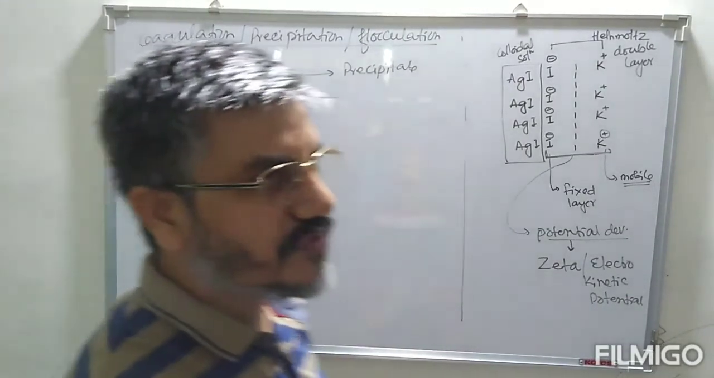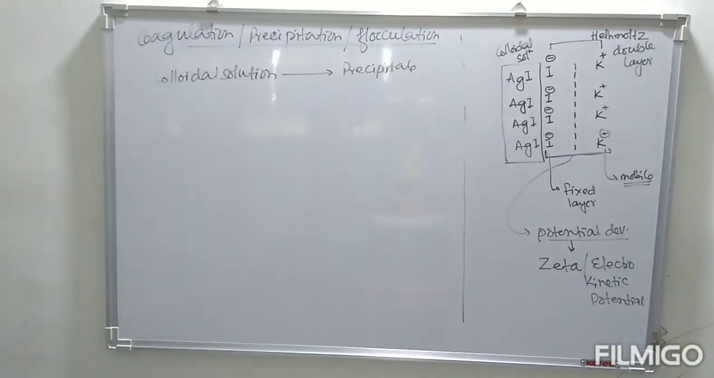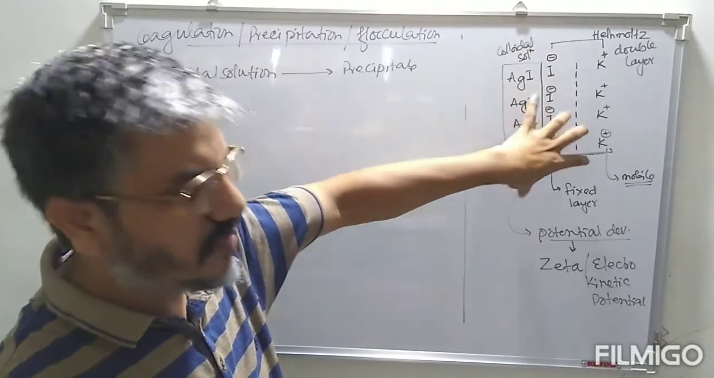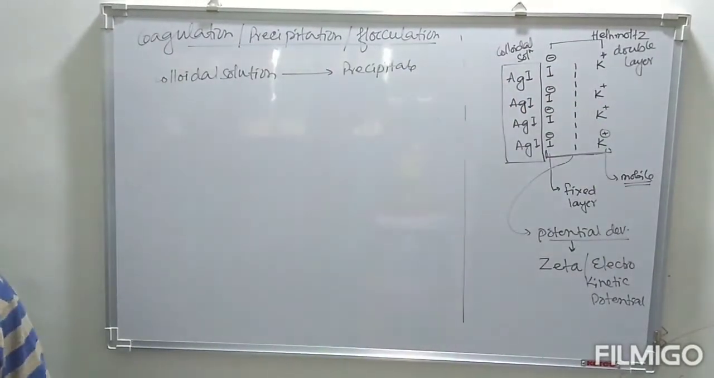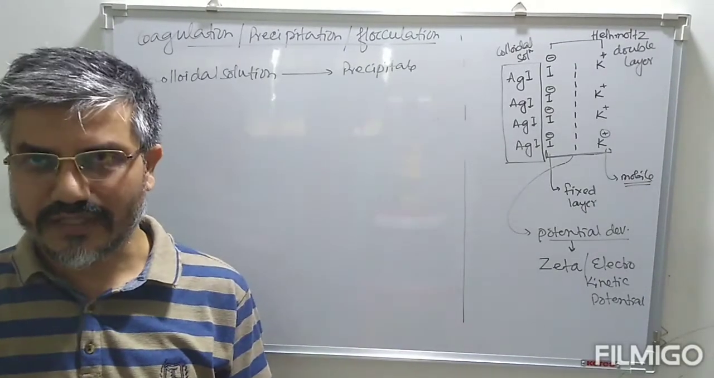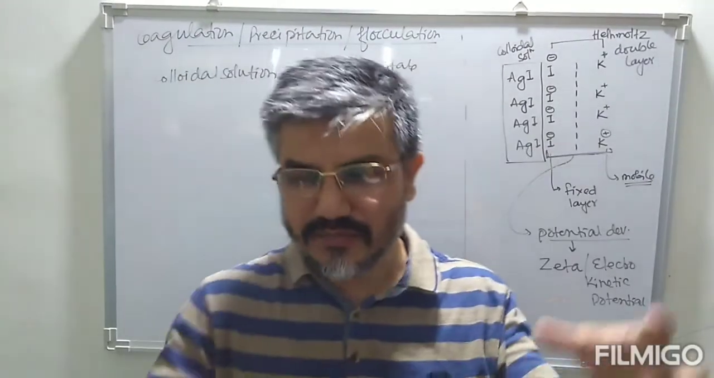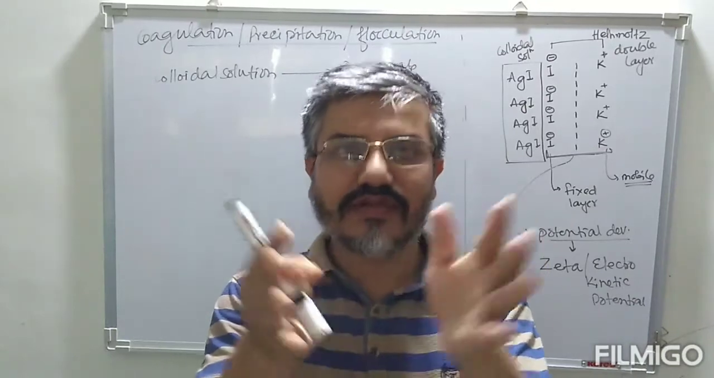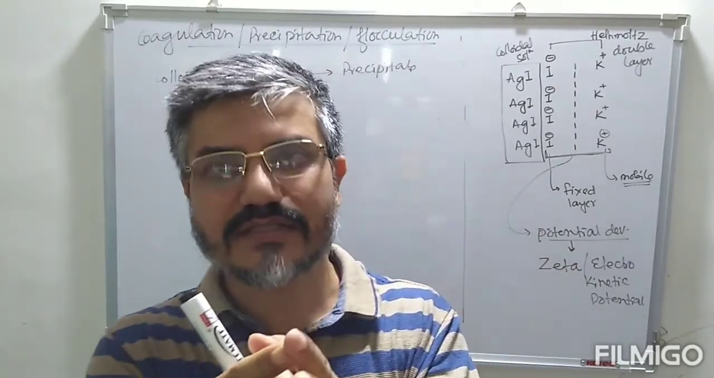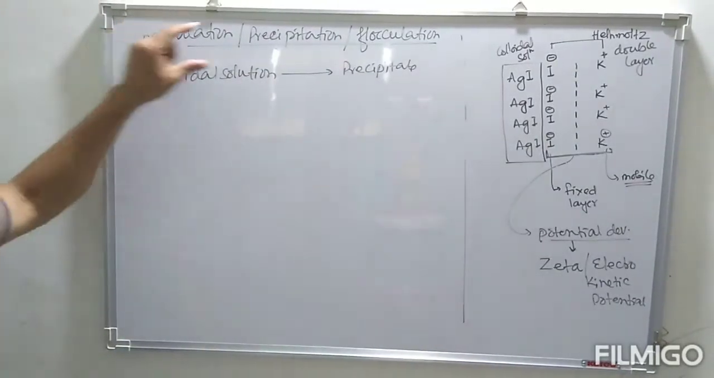Now, this coagulation can be achieved by different methods, different means. One of the most important means: all these colloidal particles are charged particles. If we neutralize these charges by addition of an oppositely charged electrolyte, then the charges will be neutralized. As the charges are neutralized, the particles will come closer, stick together, will aggregate, and these larger particles will settle down under the influence of gravity. That is what we call coagulation.